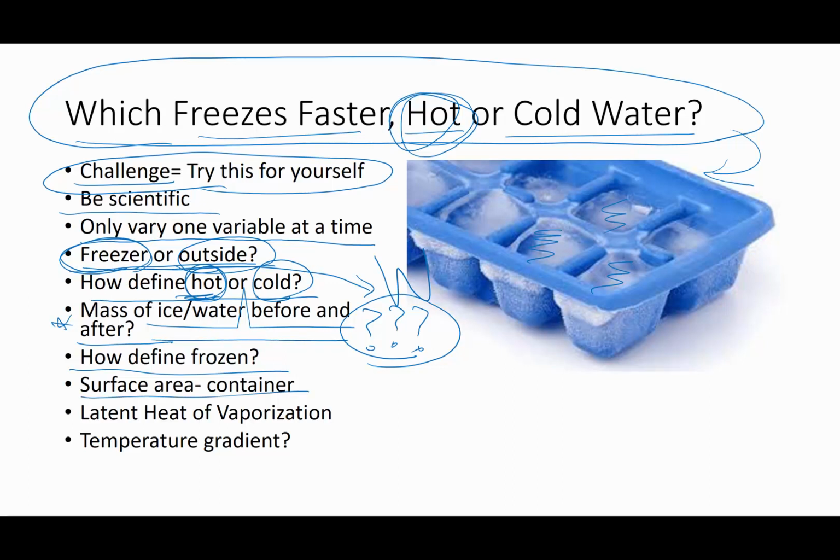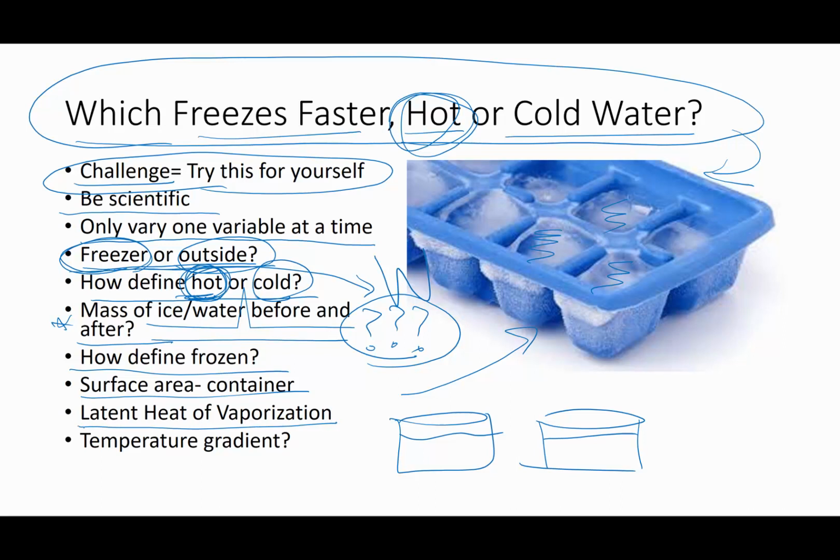The surface area of the container: are you going to use a classic old-fashioned ice cube tray? I've had a lot of people use little plastic dishes or cereal bowls or Cool Whip containers. And what if you do use boiling water? What about that heat of vaporization? What's going to happen, or how's that going to affect things? And then that temperature gradient, is that an effect?